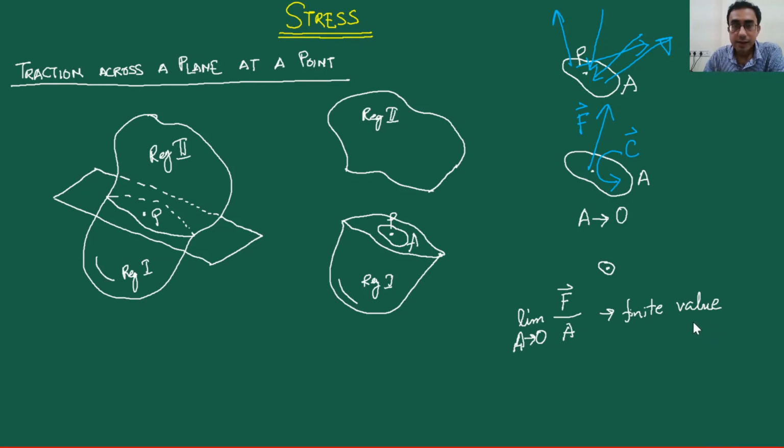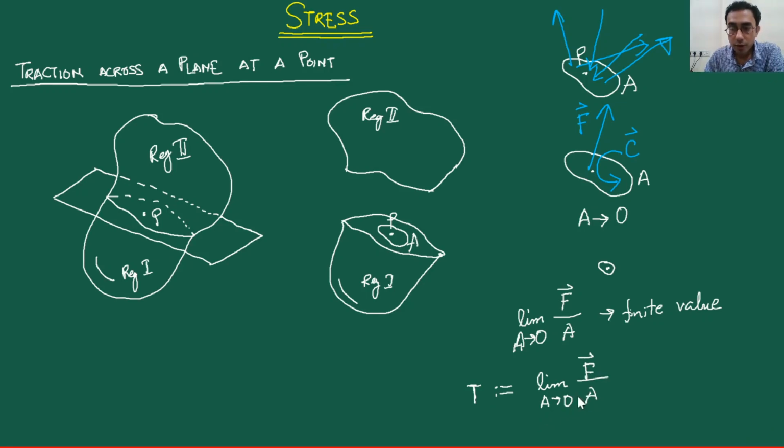And this is how the concept of traction is defined. So we define traction. Again, we are using the symbol for definition by using a colon in front of an equal to. So this is limit A tends to 0, F vector by A.